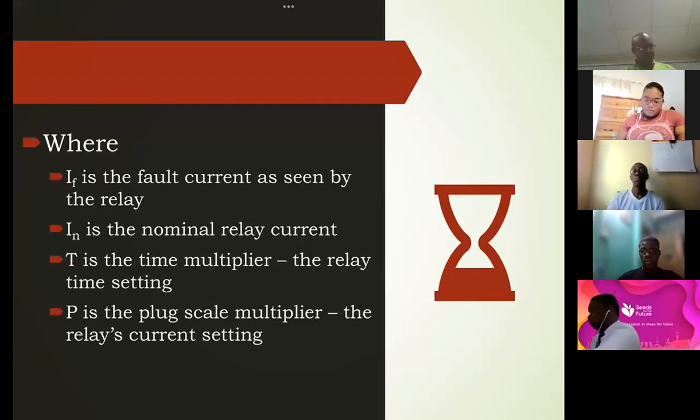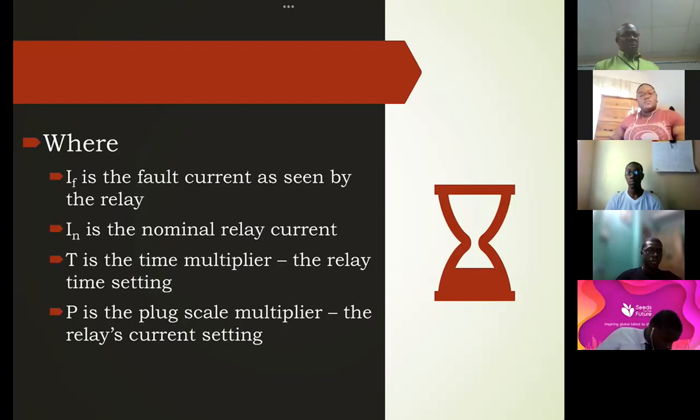All right. So in terms of the relay types that we'll be looking at, for your electromechanical, we derive those. And then for your static, we use the formula.